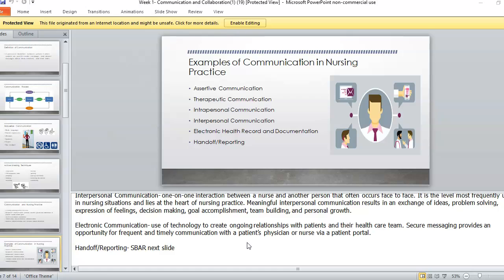In electronic communication, we talk about this in documentation, in computerized healthcare records. So technology creates this ongoing patient care as well as communication within the whole healthcare team. And we're very careful to make sure that these messages are secured and that they're protected.